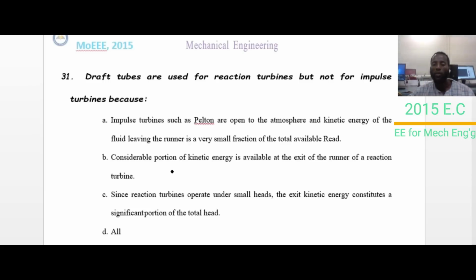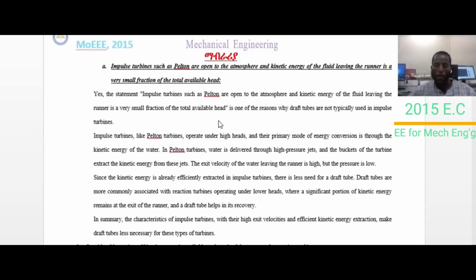B. Considerable portion of the kinetic energy is available at the exit of the runner of the reaction turbine. C. Since reaction turbines operate under small heads, the exit kinetic energy constitutes a significant portion of the total head. D. All. So from the listed choices, which one is the reason for using draft tubes in reaction turbines but not for impulse turbines? Here I have provided the explanation.